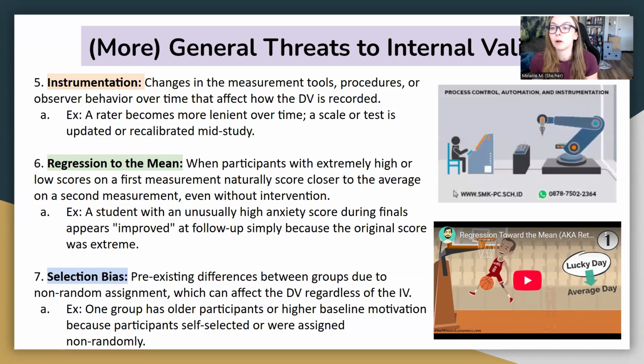We also have this problem called regression to the mean. This is when a participant is extremely high or extremely low scoring on a first measurement, and then they will pretty consistently have that same average over time. I'm actually going to show a little bit of a video of this because it can be kind of complicated.